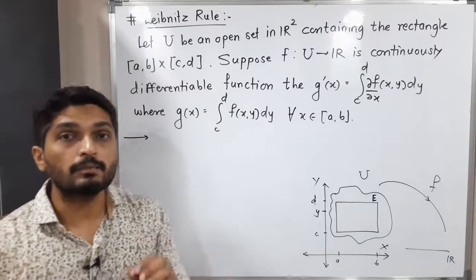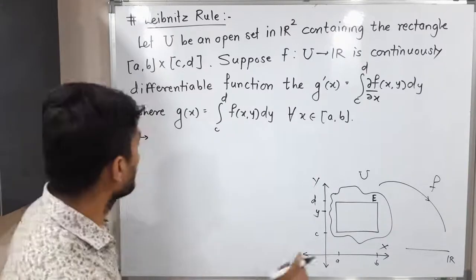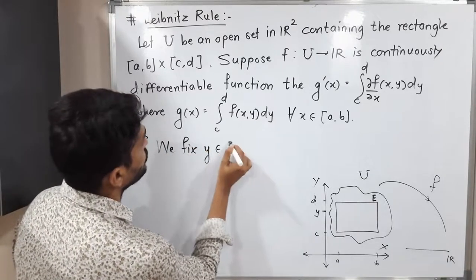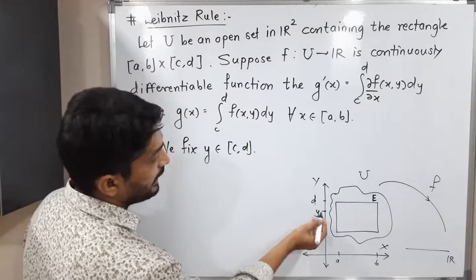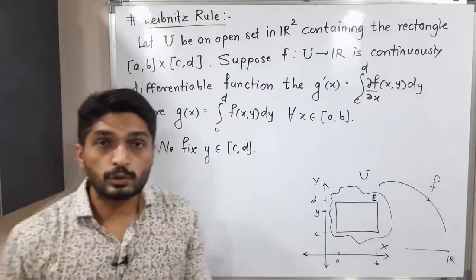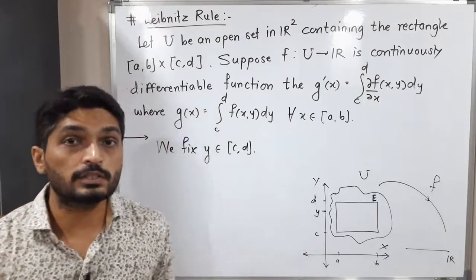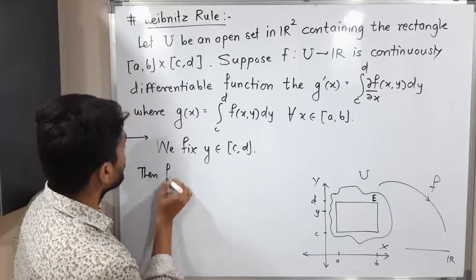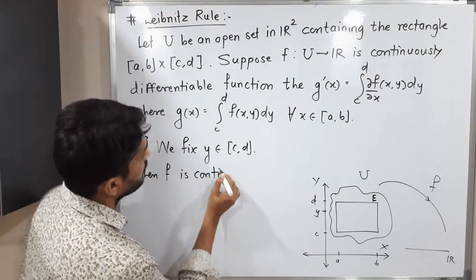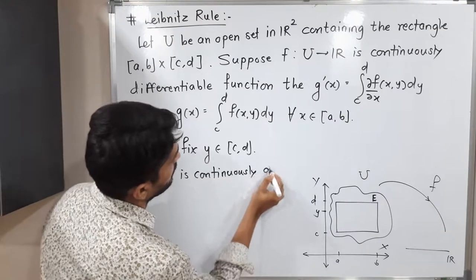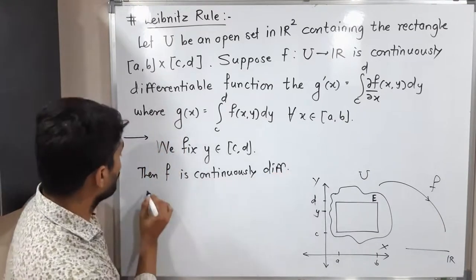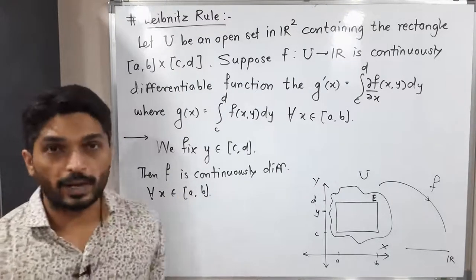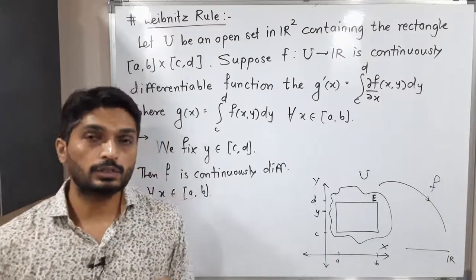So initially we fix some y belonging to the closed interval [c,d]. Let me mention, we fix y belongs to [c,d]. In this diagram you can easily see we have some y, we fix some y. So let us use the given information. The given information is that the function is continuously differentiable. Then f is continuously differentiable for all x belonging to the closed interval [a,b]. Here we fix y, but x can vary, okay, in the closed interval [a,b]. So the function is continuously differentiable.